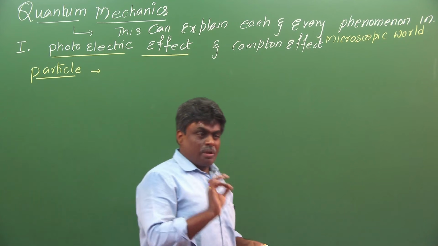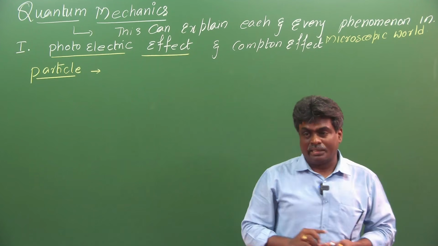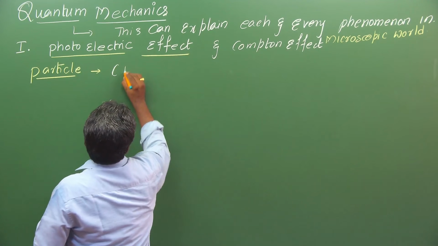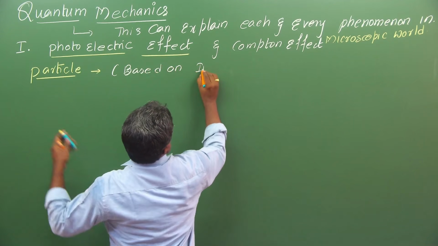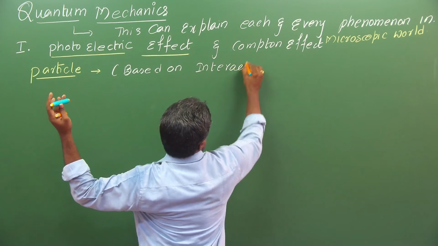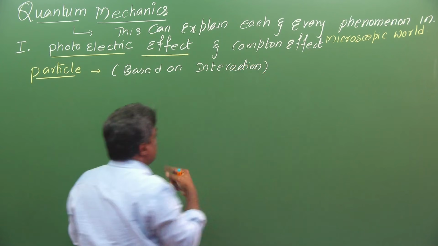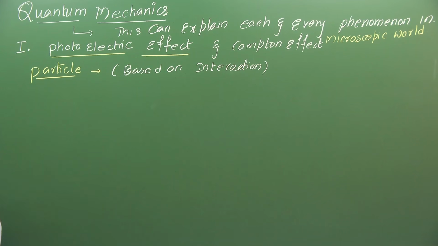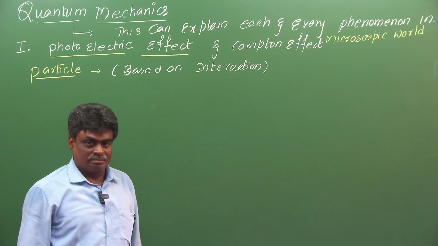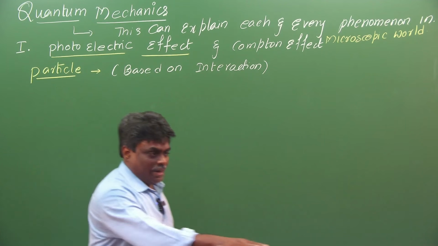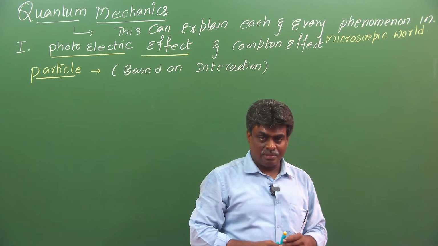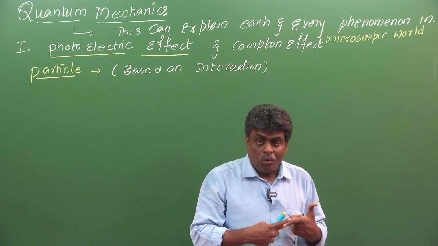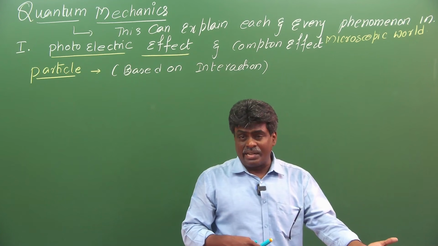Two: free particle and bound particle. This is based on interaction. Please say it, otherwise you will forget. Now I am classifying the particle based on interaction. Let us consider these two particles sitting side by side. Are they interacting? They are interacting. Gravitational interaction is there.